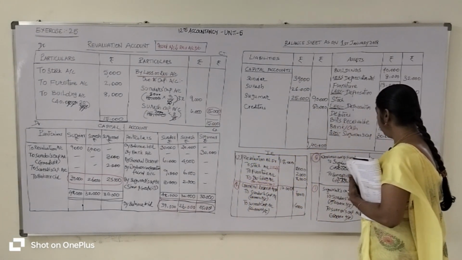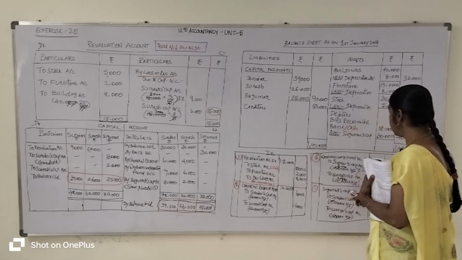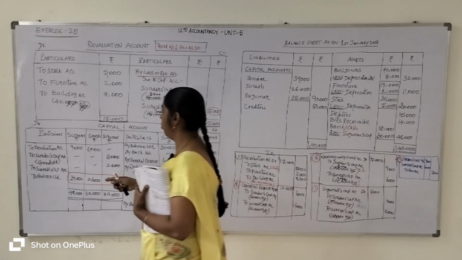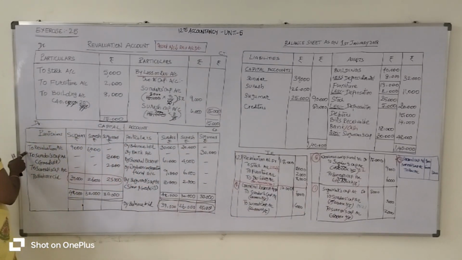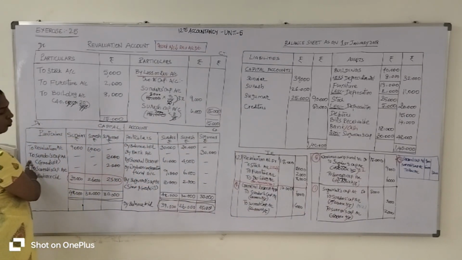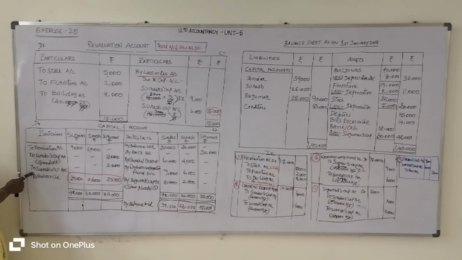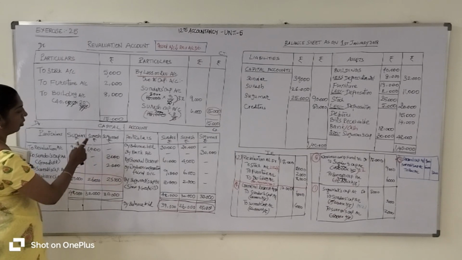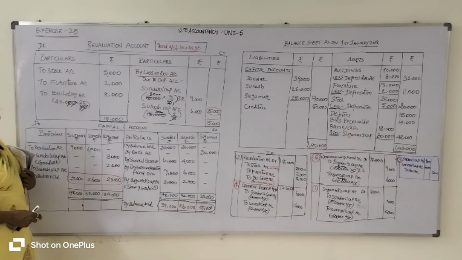So you go to the debtor side of the capital account and enter the opposite account. Which is the opposite account? Sundar account and Suresh account. Sundar account 3,000 rupees and 2,000 rupees, enter in Sukumar's column.